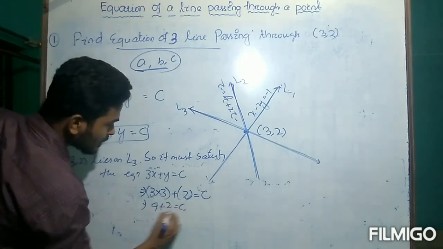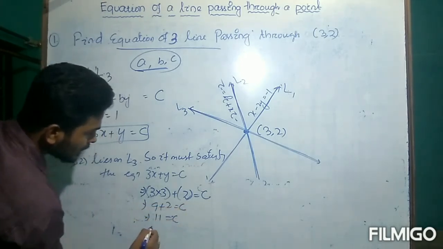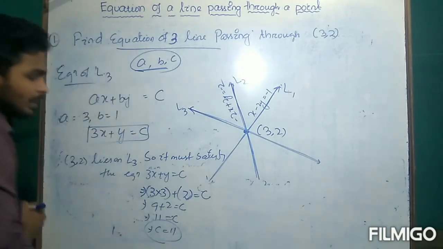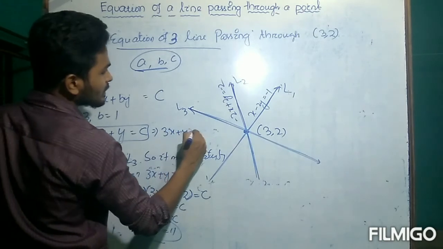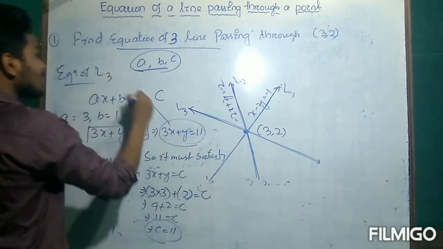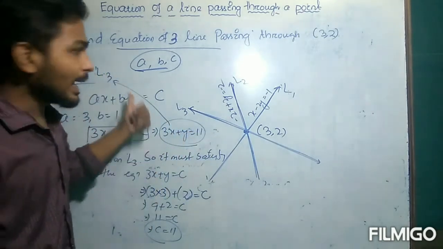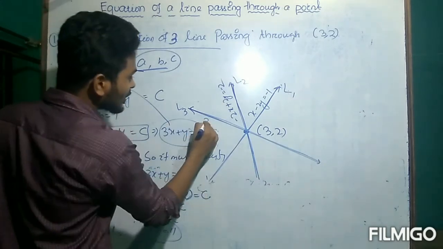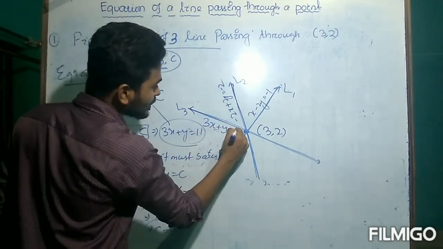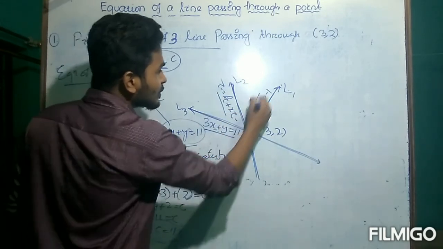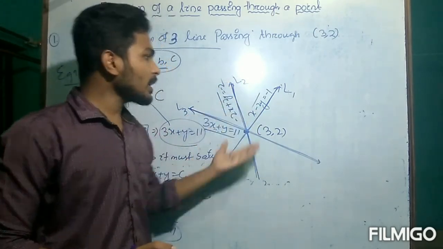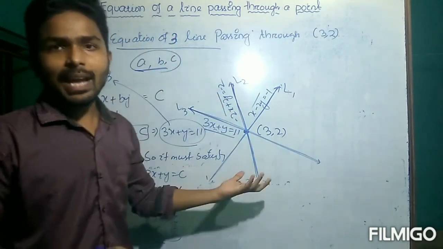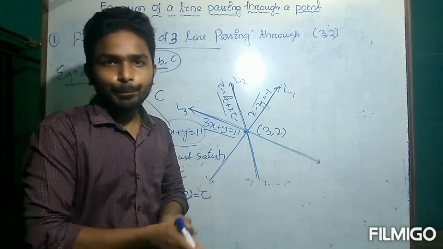9 plus 2 is equal to c. 11 is equal to c. So c is equal to 11. Now substitute this value in the original equation. The equation will become 3x plus y is equal to 11. And this is the equation for the line L3. So L3 equation is 3x plus y is equal to 11. So in this way, not only can you find 3 lines, but also you can find the equation of many lines passing through a given point. Understood?